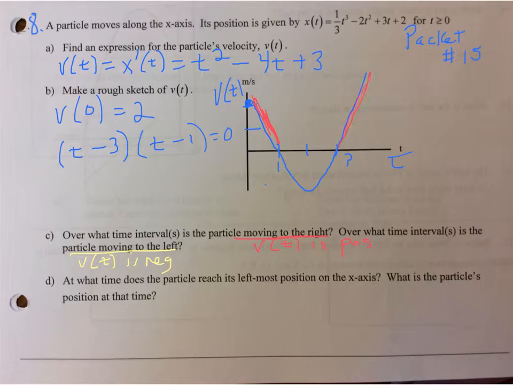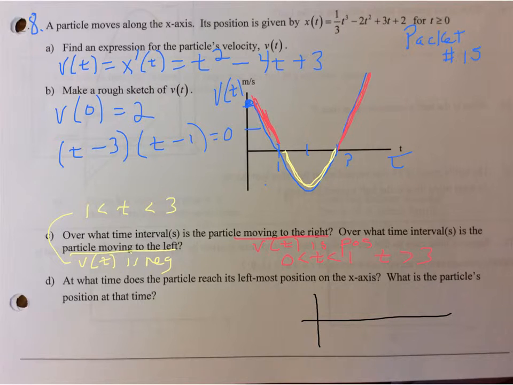So in these two intervals that are red, that's when it is positive: between 0 and 1, and again when t is greater than 3. And then the time in between, when the velocity is negative, the particle is moving to the left. So between 1 and 3.